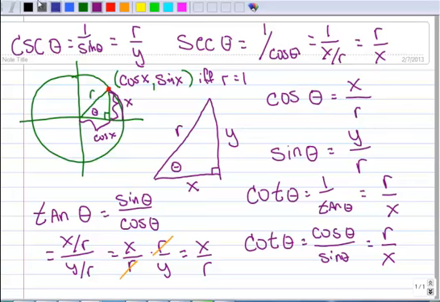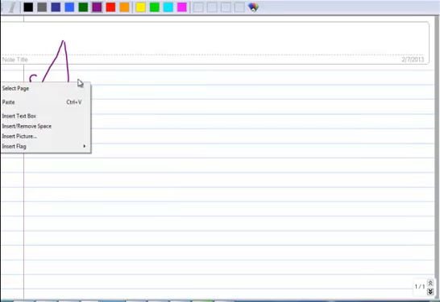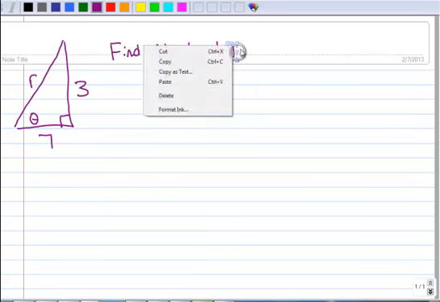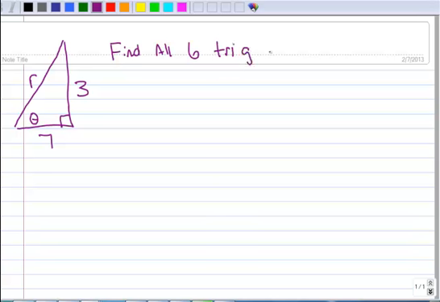Now let me do an example with you and show you how this works. Alright, so I've got a triangle, and it's a right triangle. Okay, there's the right triangle. Here's angle theta. The radius is 3. I'm sorry, the radius is r. This side of the triangle is 3. This side of the triangle is 7. And we want to find all 6 trig ratios.